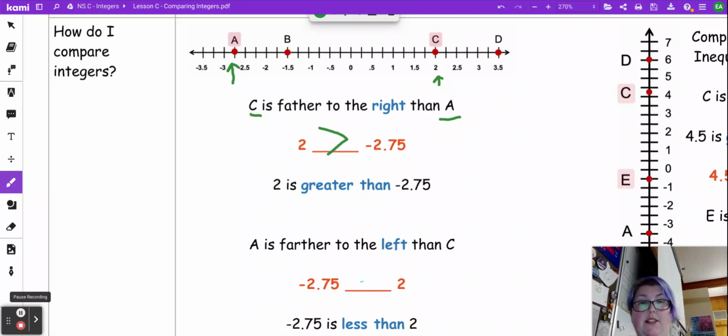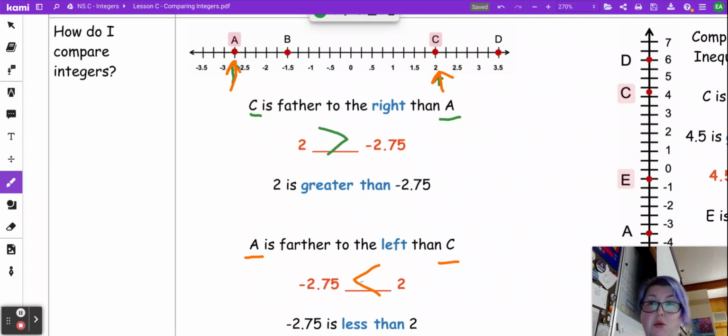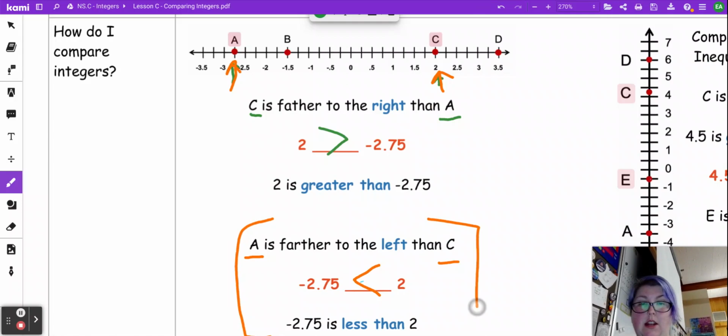All right, our next example. A is farther to the left than C. So again, we have -2.75 and we have 2. We're going the opposite direction. So if it is to the left, it is less than. -2.75 is less than 2. So all three of these need to match and say the same thing. Less than means further to the left. Right means greater than.